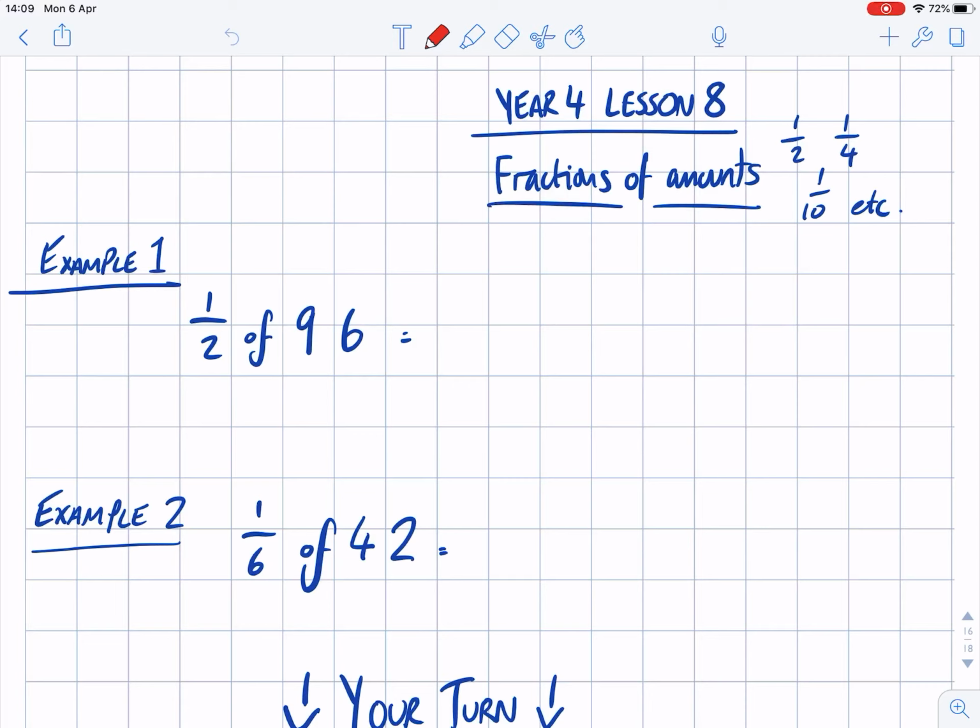Okay, welcome back, Year 4, Lesson 8, Fractions of Amounts. Now, I really like fractions and any maths problems with them in, so I hope you do too. If you don't, fingers crossed you will by the end of the next couple of sessions.